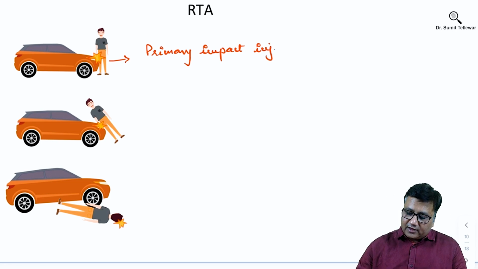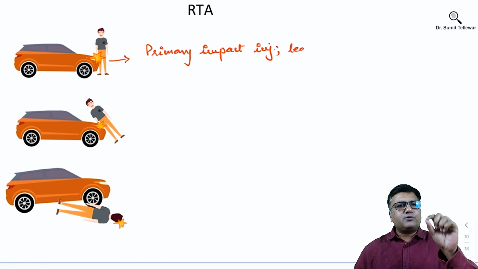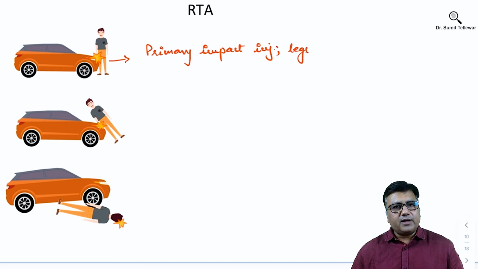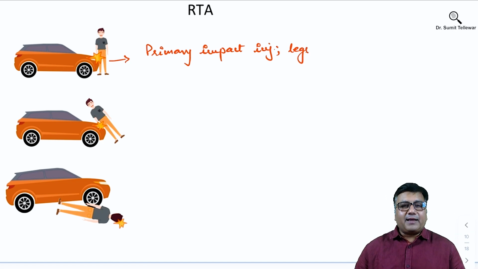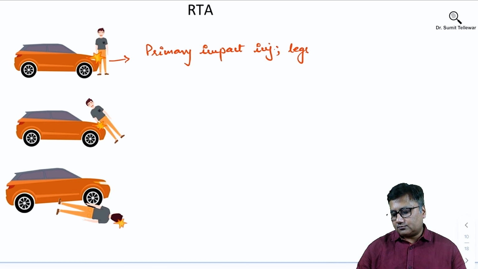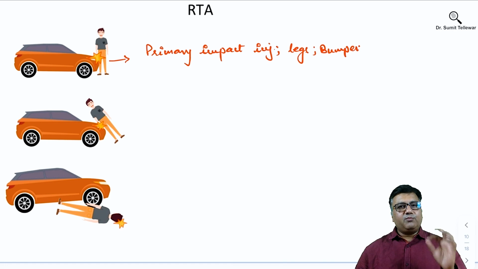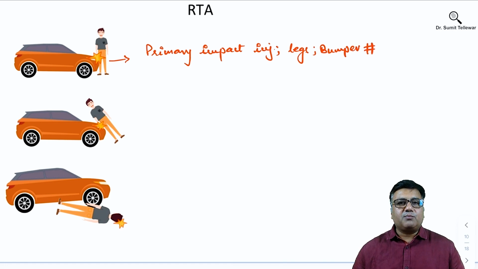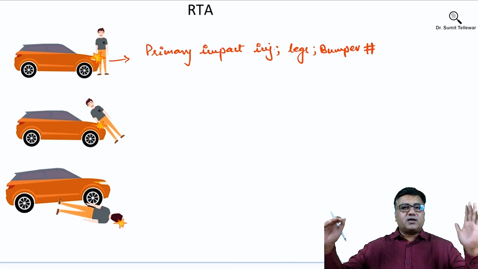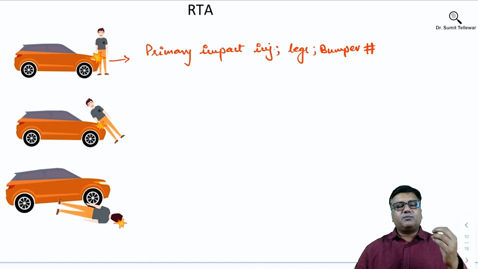The vulnerable portions of the body will be legs, or you can say lower limb, right? As you can see in the photograph also. One very important primary impact injury is called bumper fracture, because the bumper of the car comes and hits the lower limb of the pedestrian and his lower limb bone gets fractured.